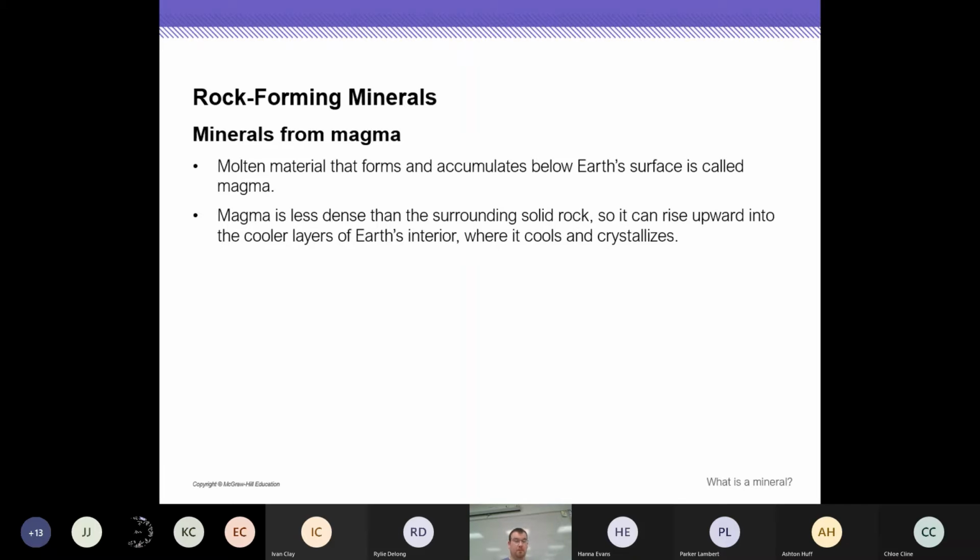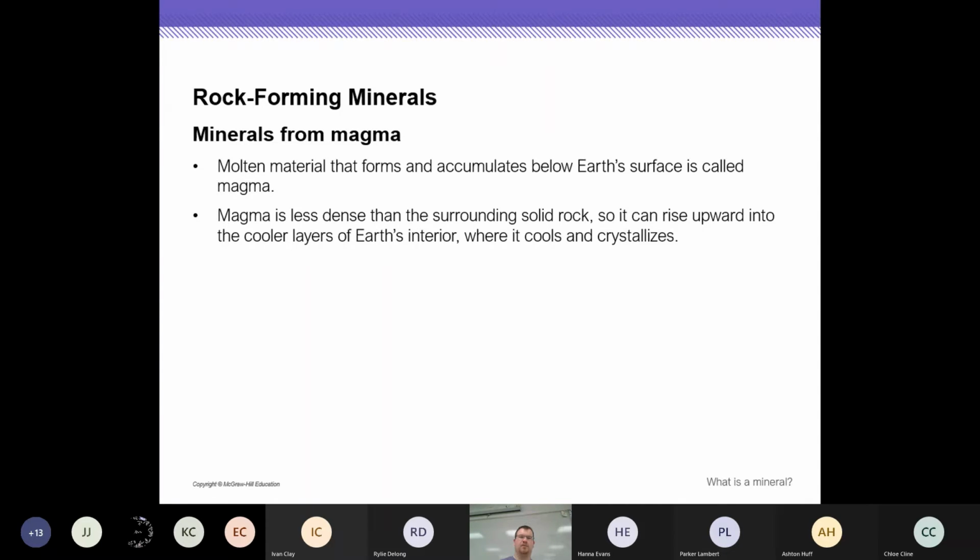And I told you guys before, magma and lava are the same thing, but it depends where you find it. If it's underneath the Earth's surface, it's molten rock, and it's called magma. If it's on top of the Earth's surface and it's coming towards you and you're running for your life, that is called lava. So I didn't want you guys to mix that up.